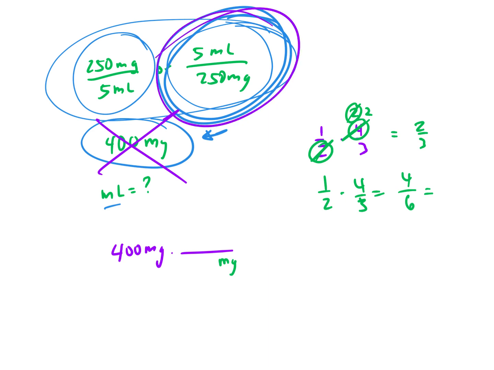Does any of these have milligrams in it? The answer is yes. Right here, we got 250 milligrams per 5 milliliters. Milligrams cancel out, and I'm left with milliliters. Is that what I'm looking for? That tells me I know it's right because I just used information I was given.